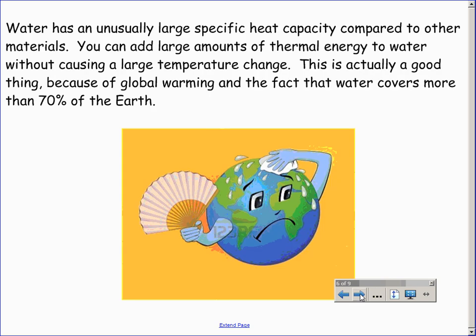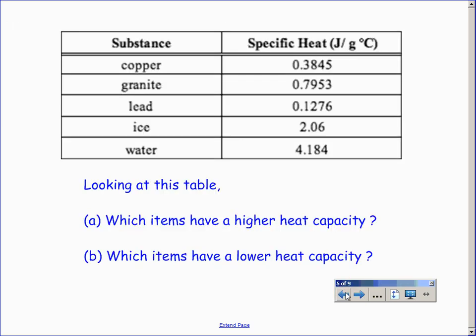Water has an unusually large specific heat capacity compared to other materials. For demonstration, water's specific heat capacity is 4, which is much higher than the zeros and the 2.